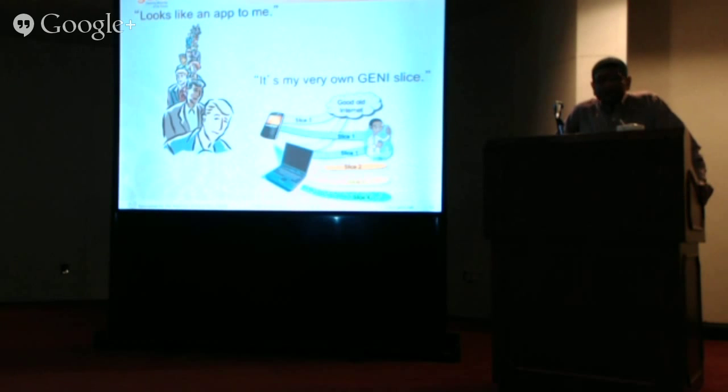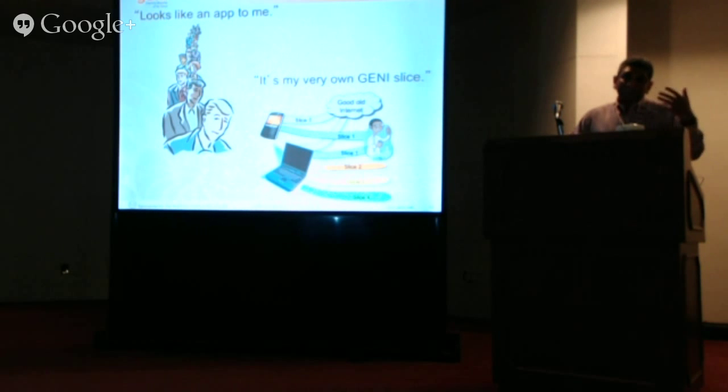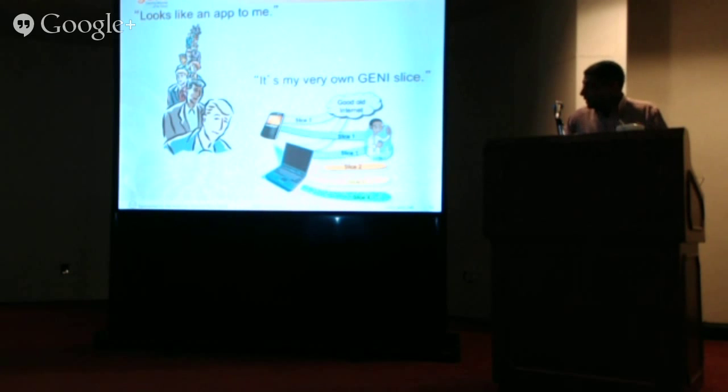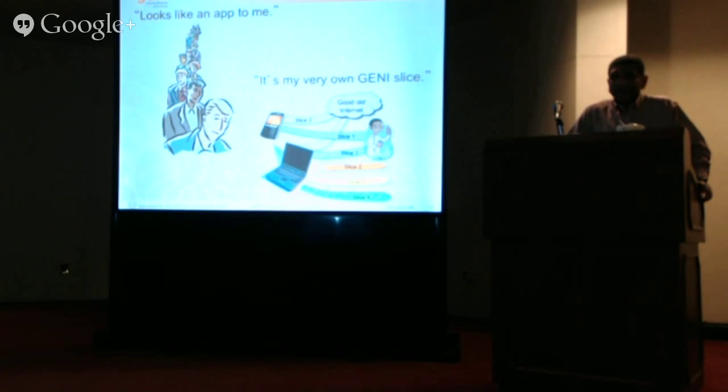But how do people access his service? Well, there are many ways they might do that. They might install an app on their computer, and this app talks directly, bypassing the IP stack on the device, and connects directly to this layer to a slice. In fact, people can participate in multiple experiments.